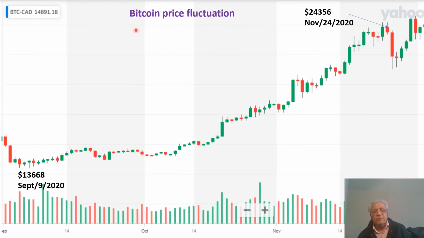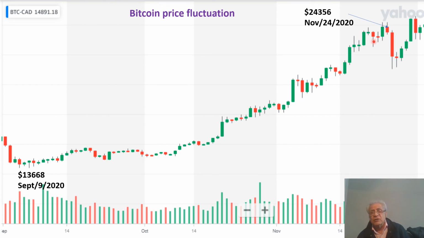Now Bitcoin price fluctuation continues. Here, that was where the price broke the support and went out of the range. And here we entered the market on the bullish hammer. We entered the market here at 13,668 on September 9, 2020. And you see the trend is basically going upward.